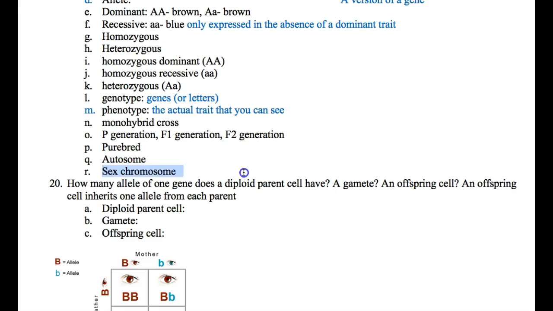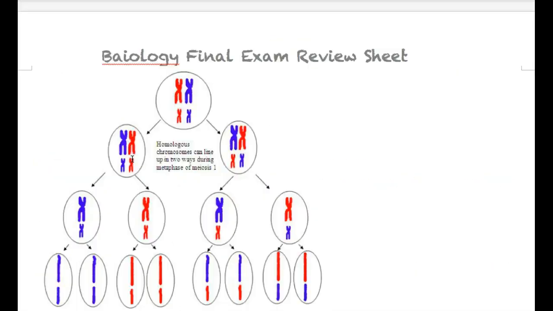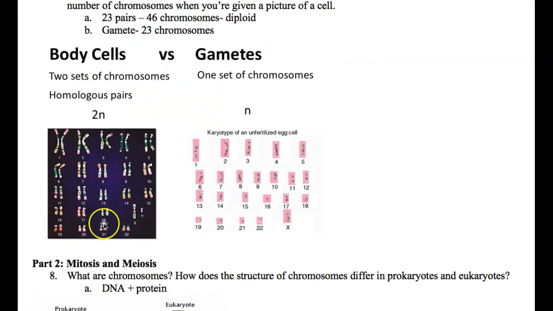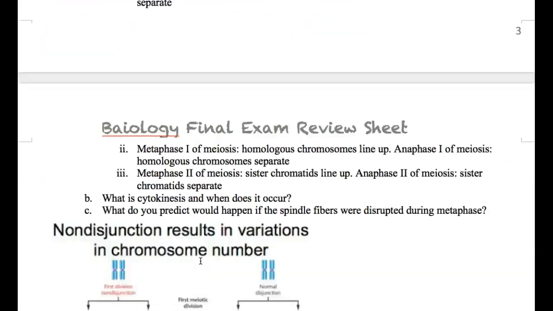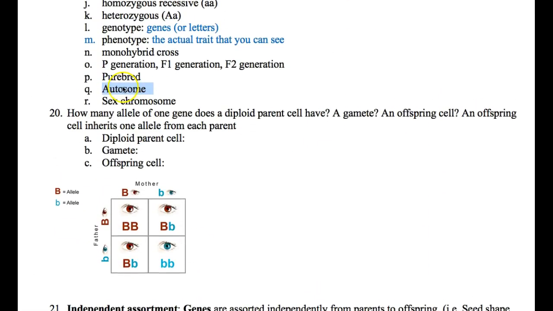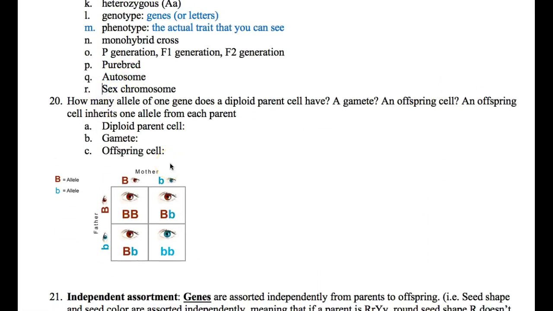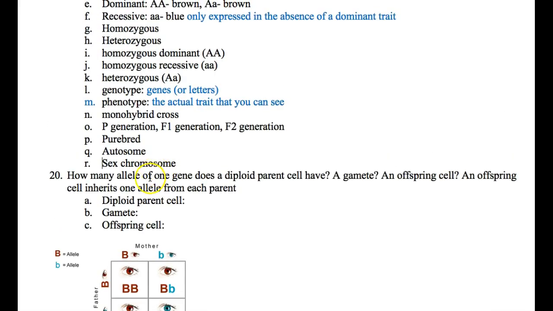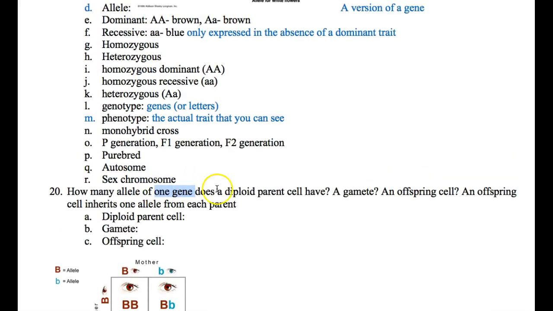Autosome and sex chromosome. So autosomes, if you look right here, autosomes are the ones that are not determining your sex. So for a human, from 1 to 22, all those are autosomes. Sex chromosomes are the XY and the XX. So for a male, it's XY. For a female, it's XX. It determines your sex.